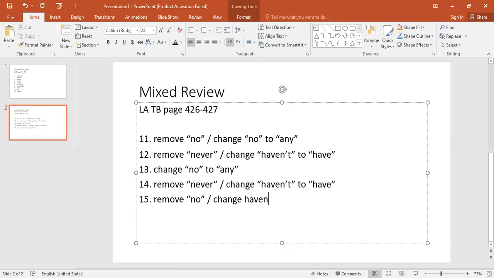You can change "not" to "ever" and "haven't" to "have", but this is changing two things, right? So the easiest thing to do is to just remove "not". And if you want to change one word from a negative word to a positive word, we can change "haven't" to "have". Malak, number 16.